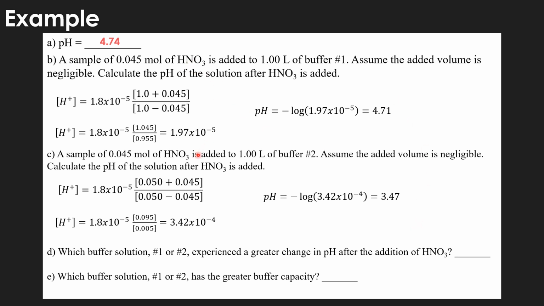So we're adding the same amount of strong acid, but to a different amount of buffer, right? A different ratio set up for our buffer. So which buffer solution, 1 or 2, experienced a greater change in pH after the addition of HNO3? Number 2 experienced a greater change in pH. So which buffer solution has a greater buffer capacity? The one that doesn't change as much is the one that has the greater capacity to be a buffer, the better situation for being a buffer. So that's going to be number 1, right?